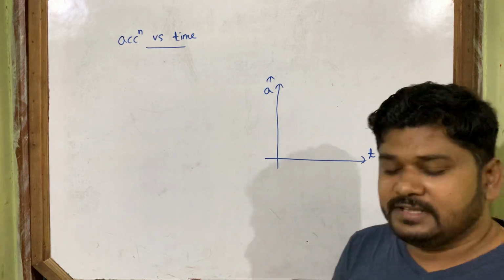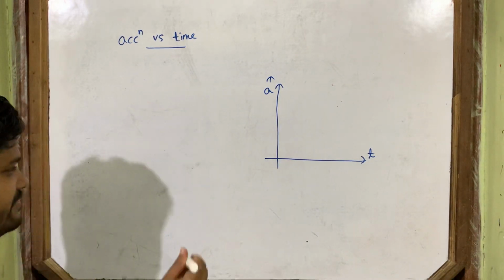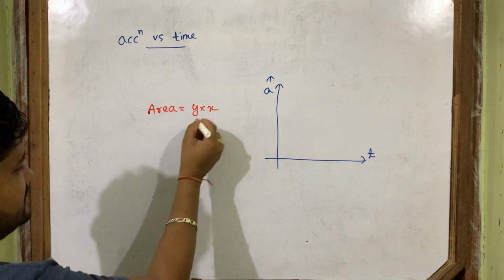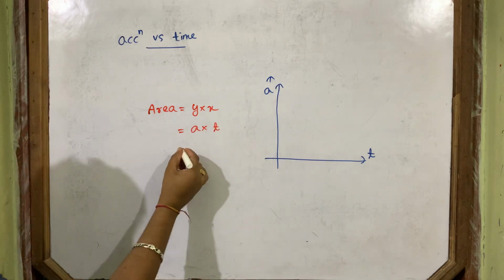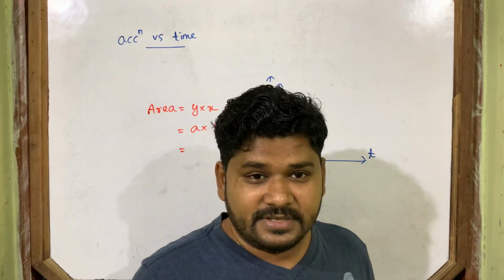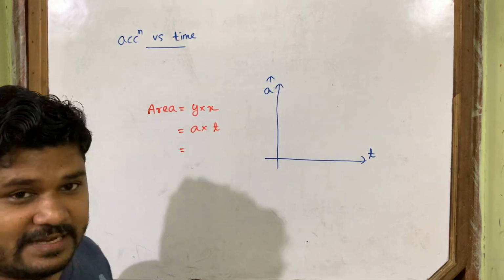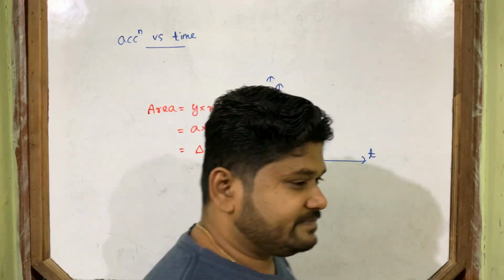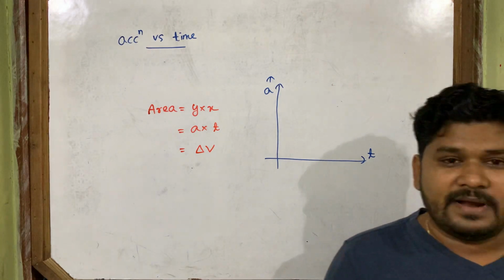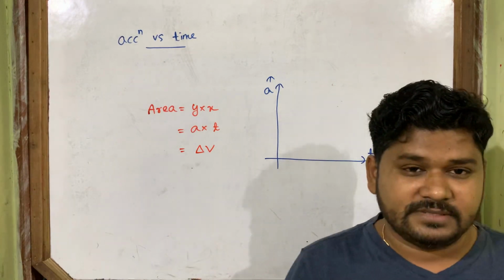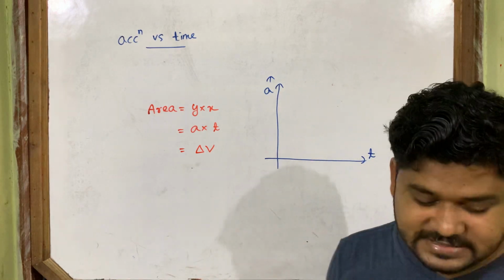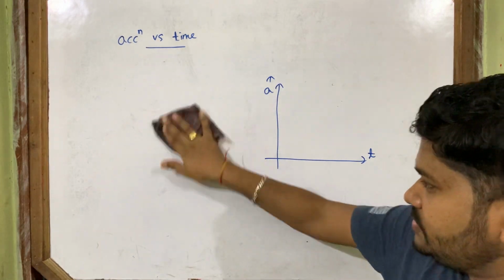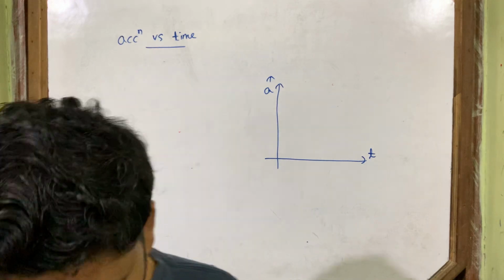Then what is the area under the graph? The area under the graph provides the value of what? Area means, I have told you, y into x, meaning acceleration into time. What is acceleration into time? Velocity. Yes, you are correct. But it will be more correct if you write change in velocity. It provides the value of change in velocity. So the area under the acceleration time graph provides the value of change in velocity. Now we'll draw the acceleration time graph for different situations.